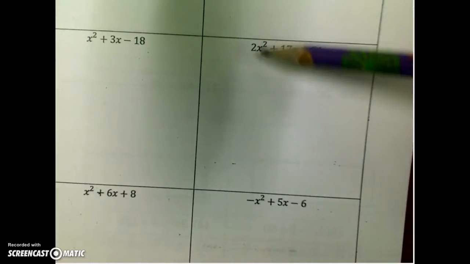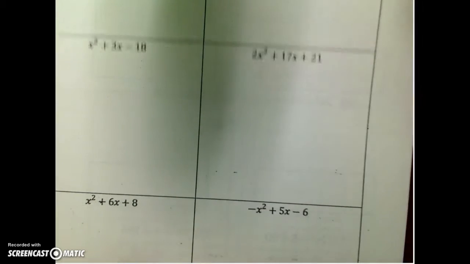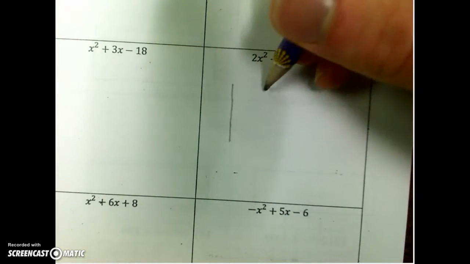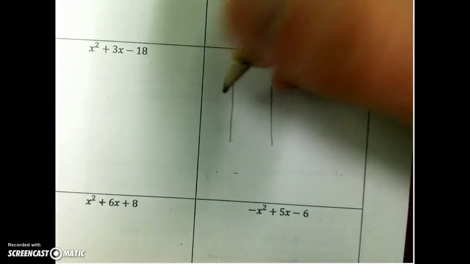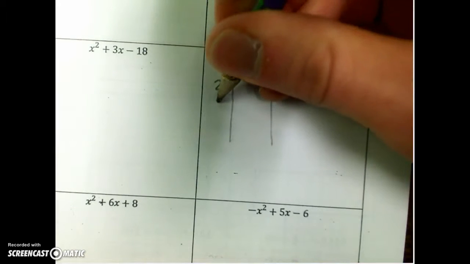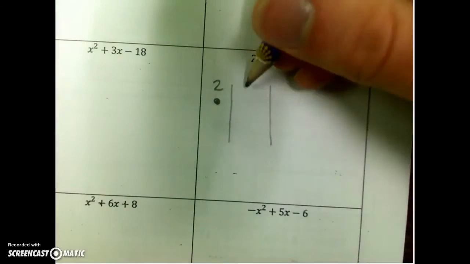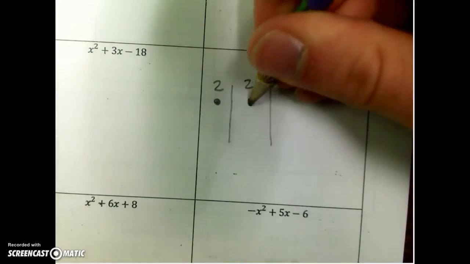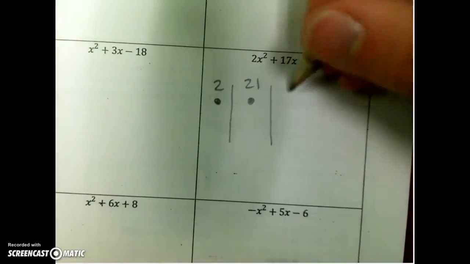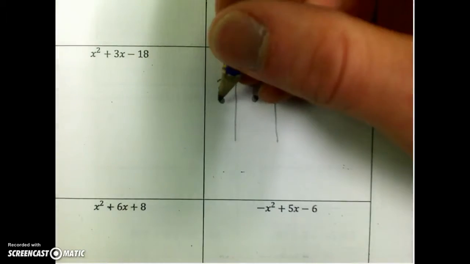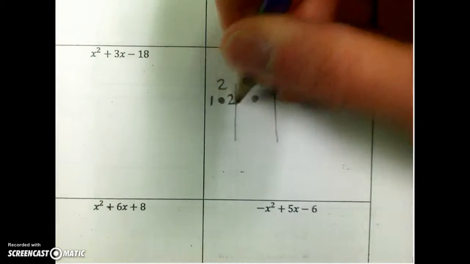Don't forget, on one like this there's not a negative sign out front, but whenever we have a number with our x squared, it has us add another column on our table here. So now we're looking for what numbers multiply together to give me a 2, and what numbers multiply together to give me a 21, and these have to be in combination with each other to get that 17. You know the only factors of 2 are 1 and 2.